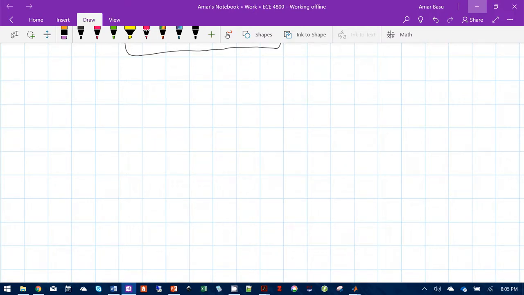Yeah, there's a lot of it. I mean, it's bringing in a lot of vector calculus concepts, a lot of electrostatics concepts, and so on.